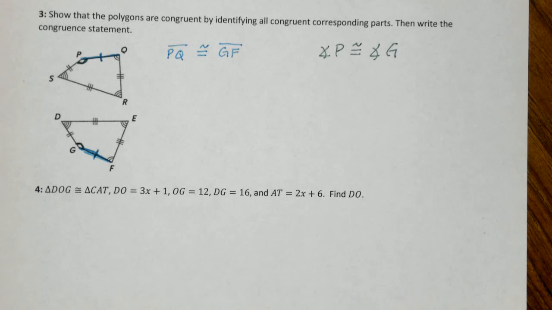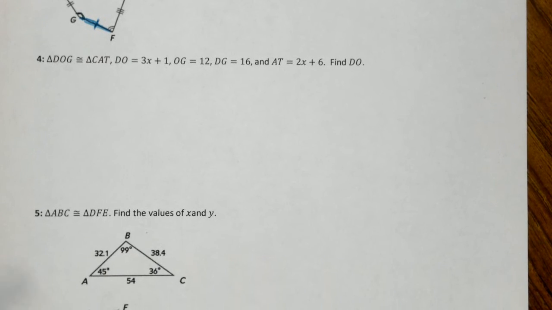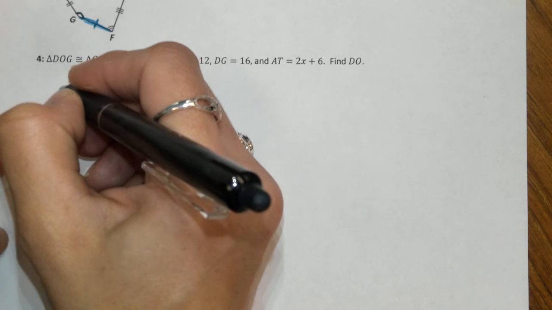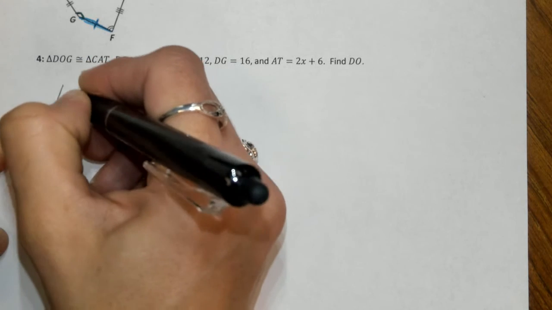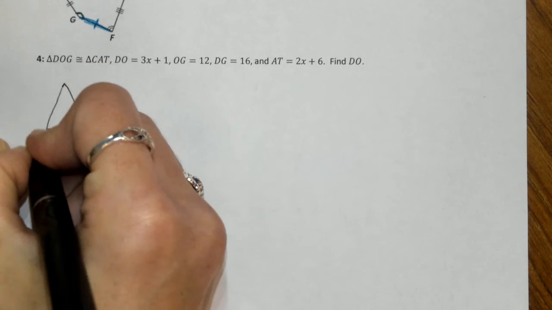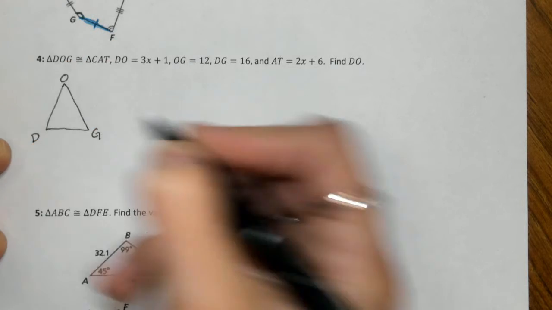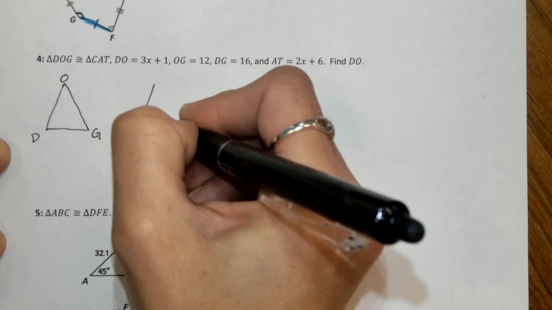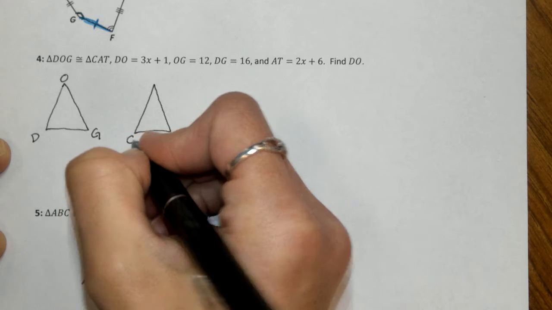Okay? Next, on number 4, we need to start doing some algebra. We need to start actually solving for some stuff. So here we're going to draw our triangle DOG. Here's my triangle DOG. And I'm also going to have my triangle CAT.